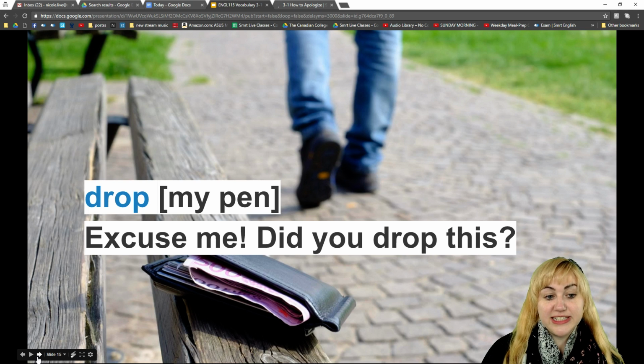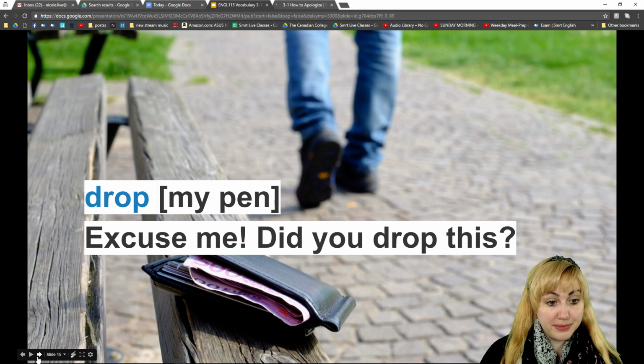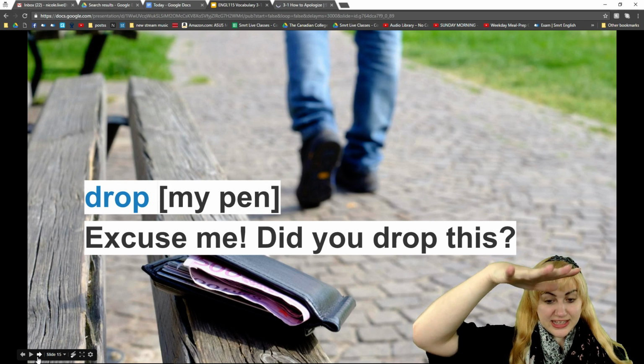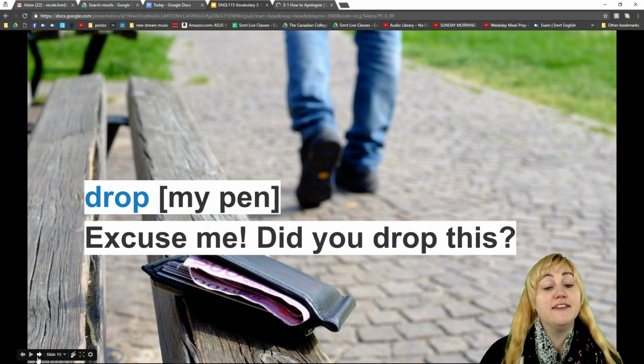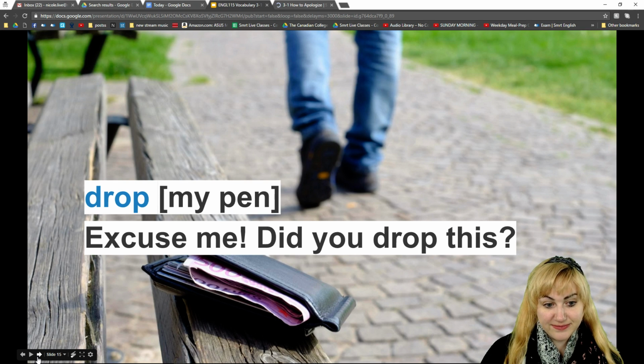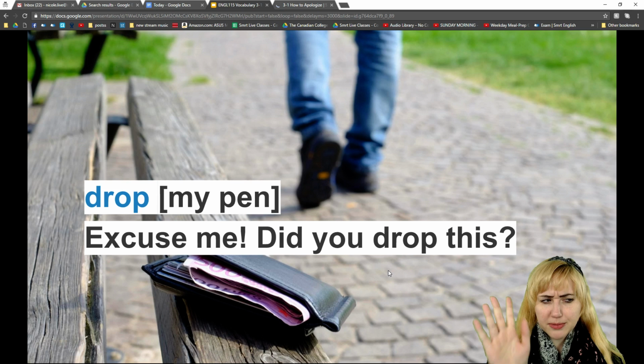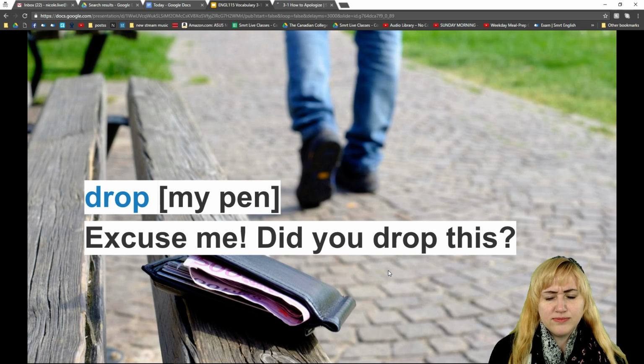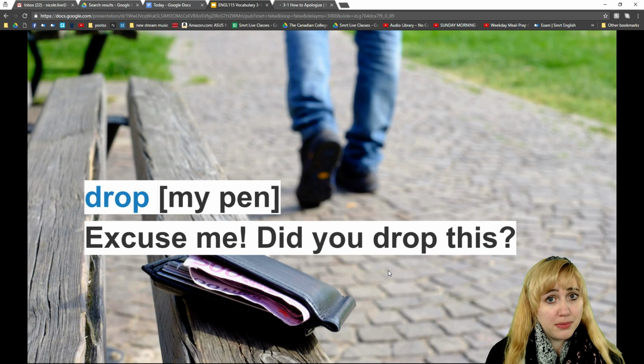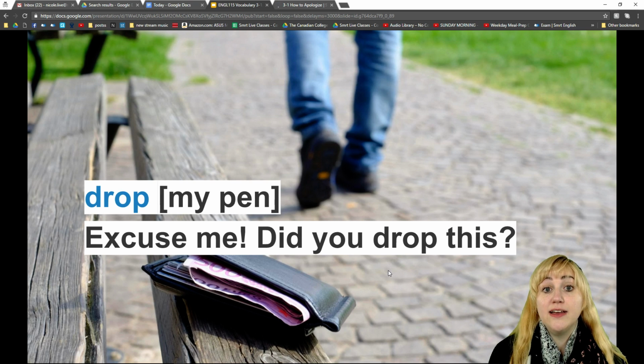Our fourth word for today is drop. So drop is when you let go of something and it falls to the ground. So, excuse me, did you drop this? Is our example sentence. I know some people are probably thinking, when do we say drop and when do we say fall? Because they're very similar, drop and fall.